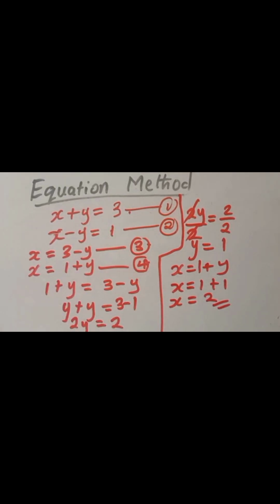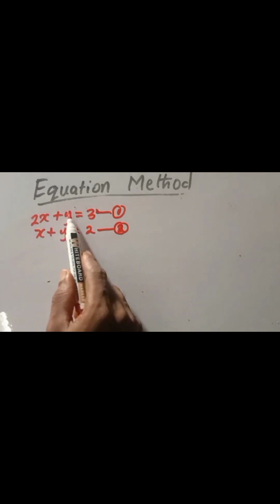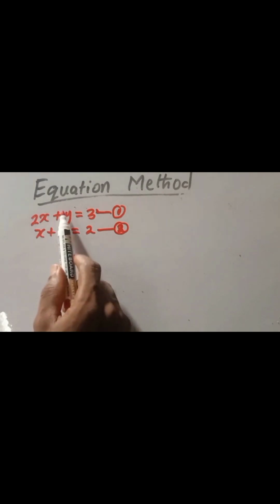So that's how we use the equation method. Alright, let's see another example. Okay, the next example is 2x plus y equals 3 and x plus y equals 2. If you check very well, it is the same approach. Here it is better we make y subject to the formula because y is alone.